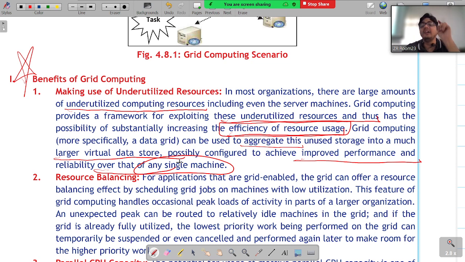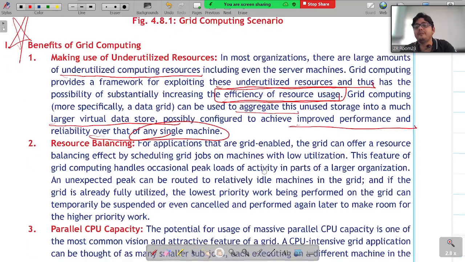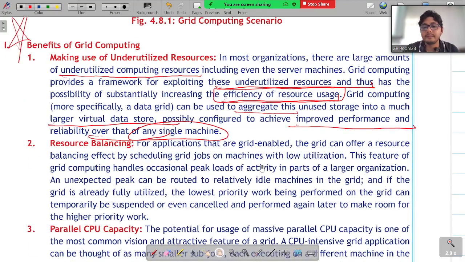Read this point here itself fast. I am giving time of 1 minute. Do it fast. Making use of underutilized resources.